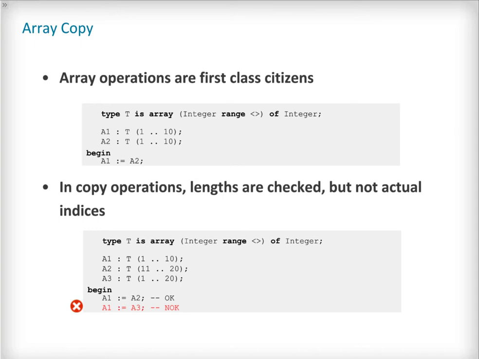So if we look at the second example, I have three arrays, A1, A2, and A3. A1 has 10 elements from 1 to 10. A2 has 10 elements from 11 to 20. And A3 has 20 elements from 1 to 20. It is okay to assign A2 into A1, and the objects of A2 will slide to match the positions of A1. So for example, the element 11 of A2 will be copied to the element 1 of A1. However, it will not be possible to copy A3 into A1 because I would be trying to copy a 20 element array into a 10 element array. This will raise an exception at runtime.